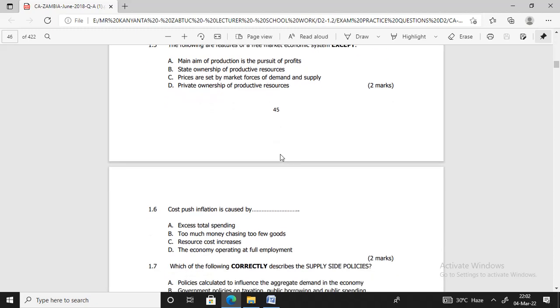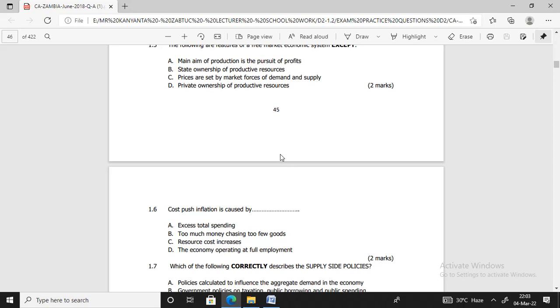1.6. Cost push inflation is caused by, okay, so we have three different types of inflation, majorly. Of course, there are other types of inflation. We have the demand pull inflation, which is the inflation caused by too much demand. Demand is exceeding supply. We have monetary inflation, which is the inflation caused by too much money in circulation or an increase in money supply.